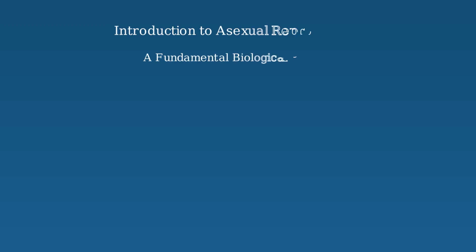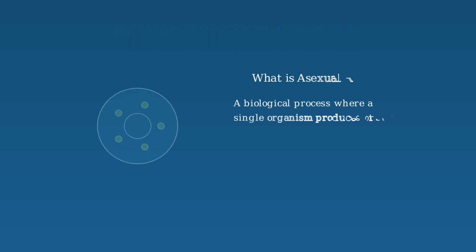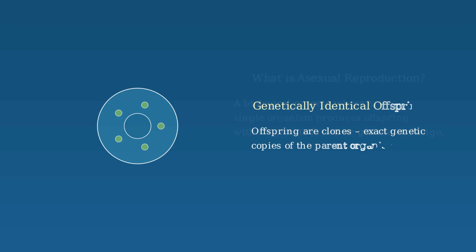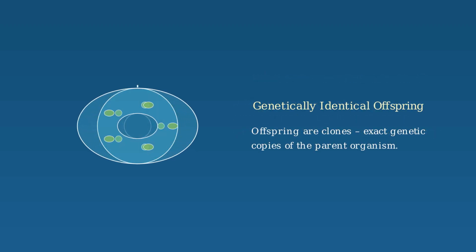Welcome to our exploration of asexual reproduction, a fascinating biological process. Asexual reproduction is a biological process where a single organism produces offspring without gamete fusion or genetic exchange. This process results in offspring that are genetically identical to the parent.